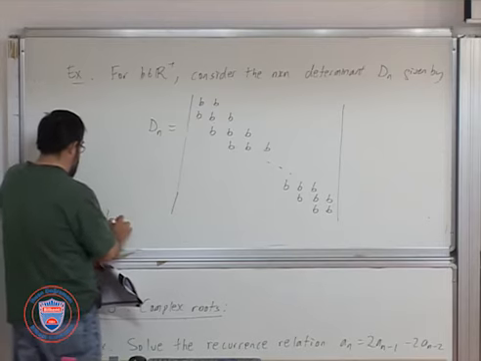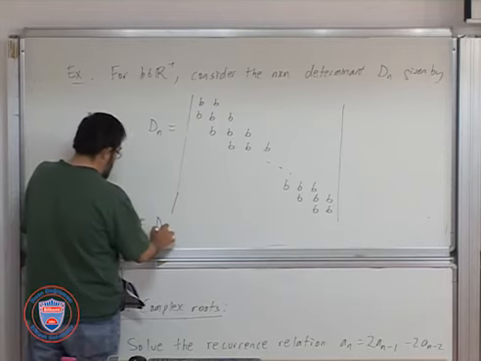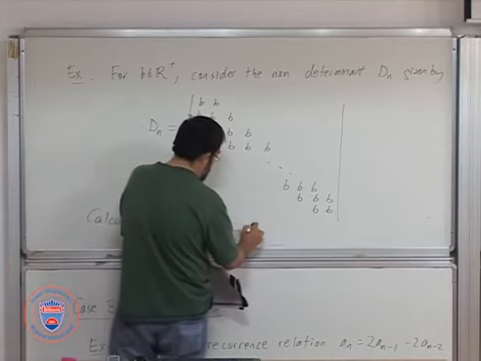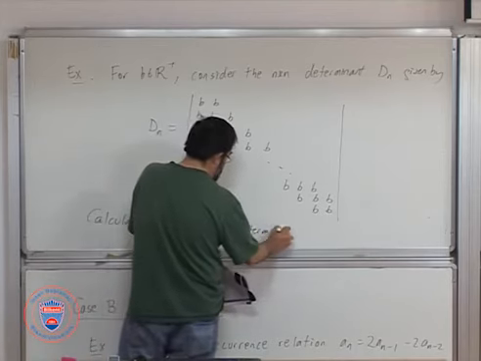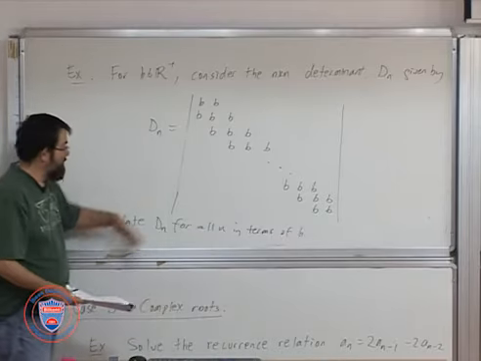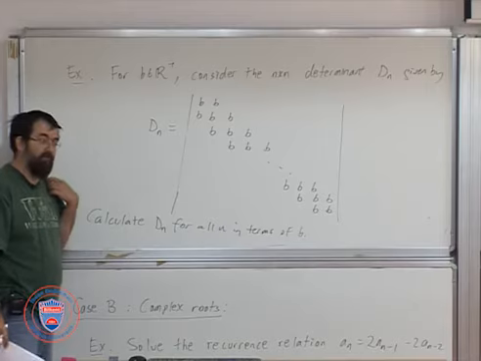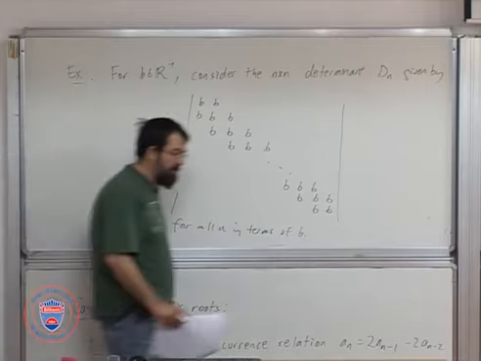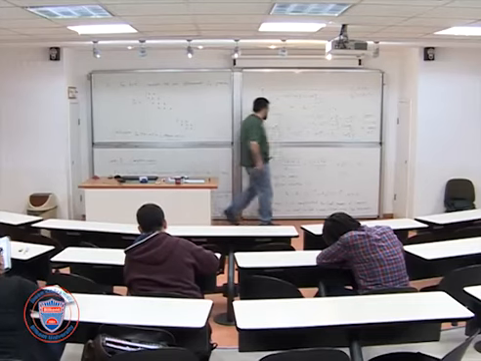Calculate the determinant D_n for all n in terms of p. This is an example that tells you why you need to know recursion. I mean, this kind of situation may happen. You may need to calculate the determinant, which looks like a generic complicated thing.